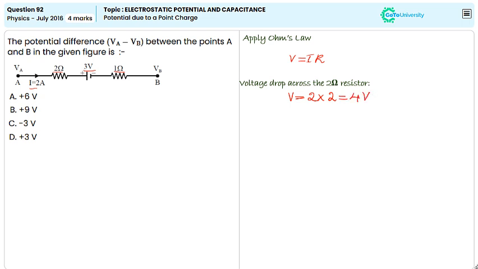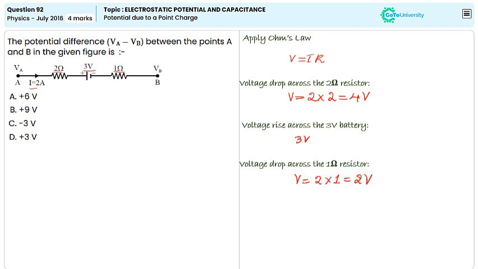The potential difference across a 3 volt battery is 3 volts itself, and the potential difference across the 1 ohm resistor is given by again Ohm's law, V is equal to IR. I is 2 amps and R is 1 ohm, which gives 2 volts.